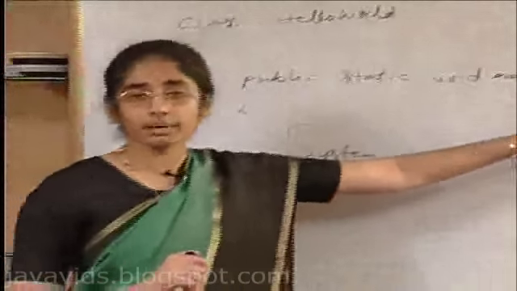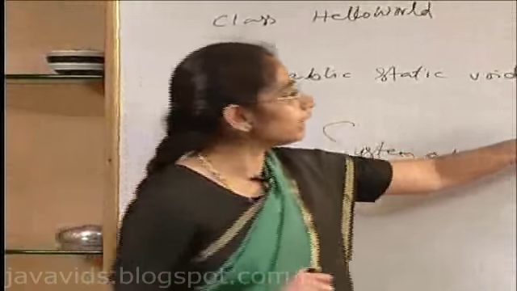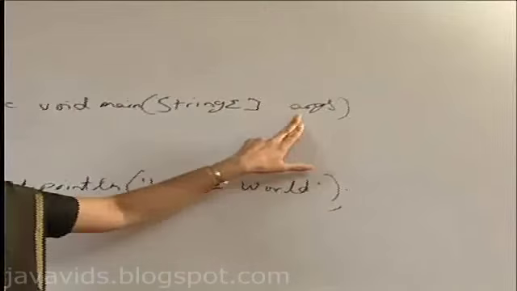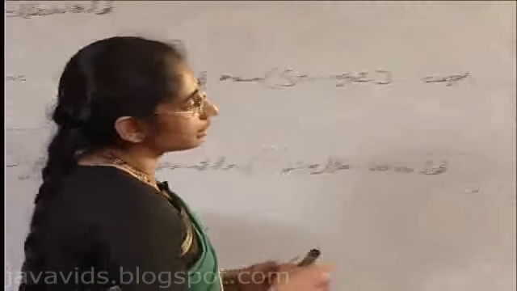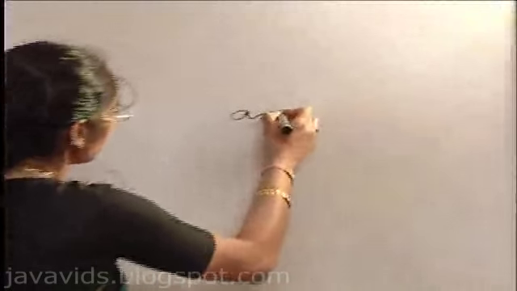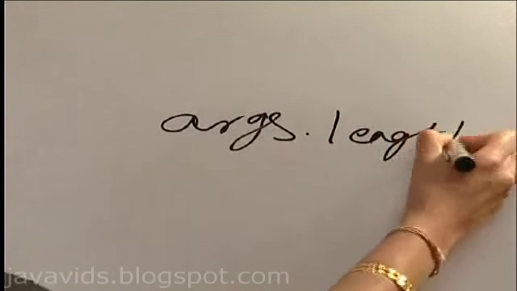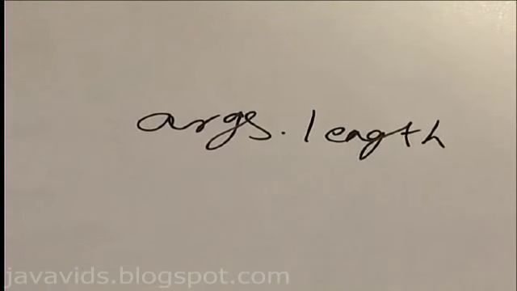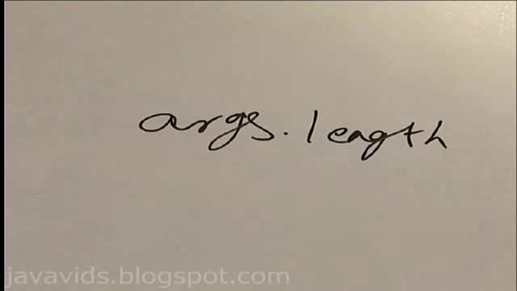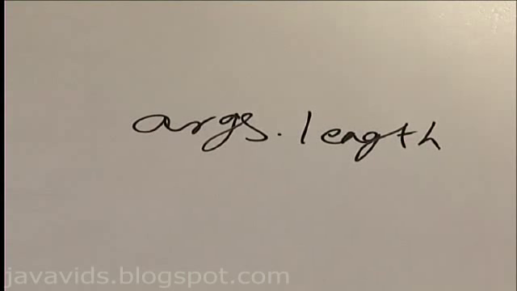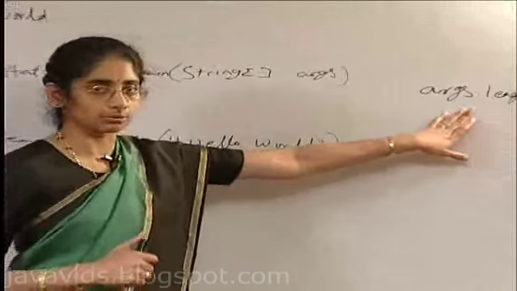Now if you have not passed any argument, then the length of this array would be 0. To find out whether you have passed any arguments, or rather how many arguments you might have passed, you have a length property for the array which tells you how many elements are there in an array. So in this case, if you have not passed any argument, then the length would be 0.